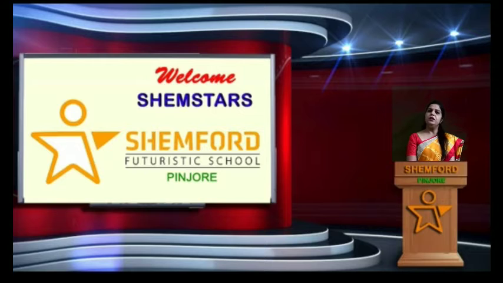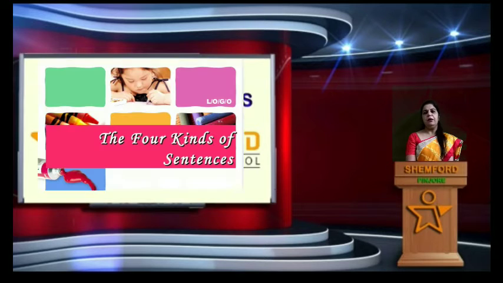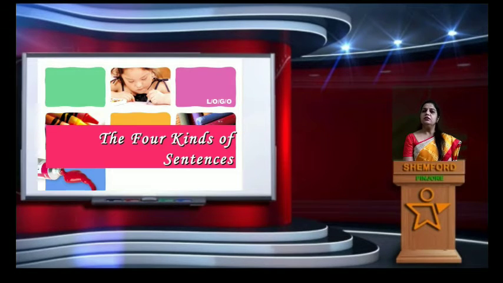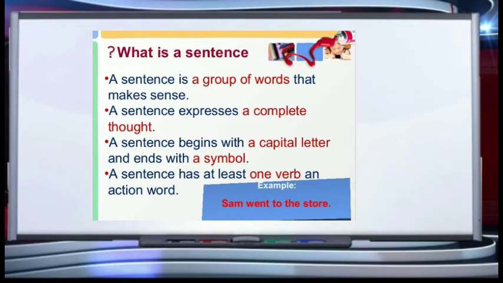Students, today we are going to pick up an important topic from grammar, the four kinds of sentences. To begin with, students, let us first understand what is a sentence. A sentence is a group of words that makes complete sense. We must remember that a sentence expresses a complete thought. It begins with a capital letter and it ends with a symbol.